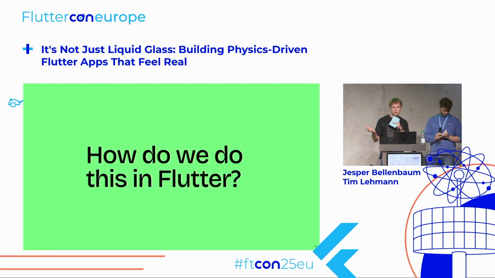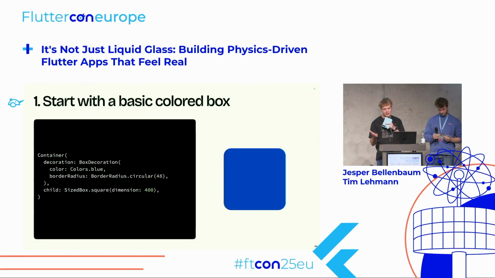So let's talk about how we do this in Flutter. It starts pretty simple. You start with a colored box. Who here has built a colored box before? Yeah, you don't need to, I think. So yeah, it's just a box decoration. The key thing here to notice is rounded corners. Of course, they're meant as a fun modern treatment, but also in the real world, no corner is perfectly sharp. So it makes sense to round your corners a little bit if you want your UI to feel more physical.